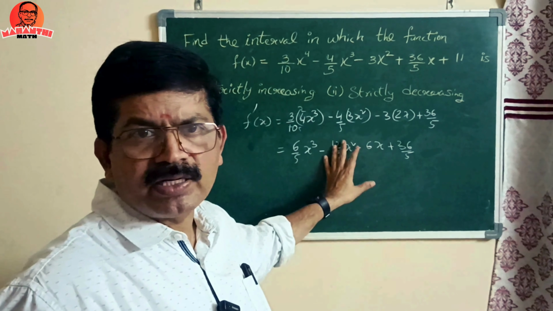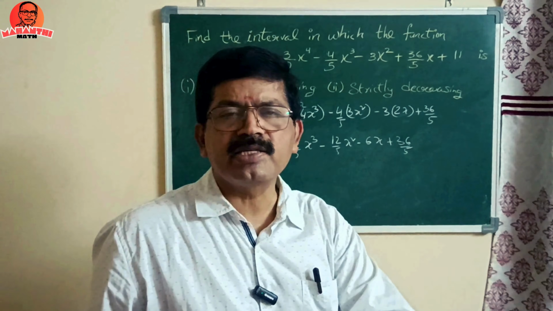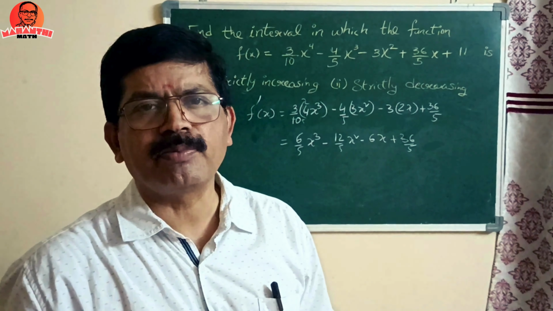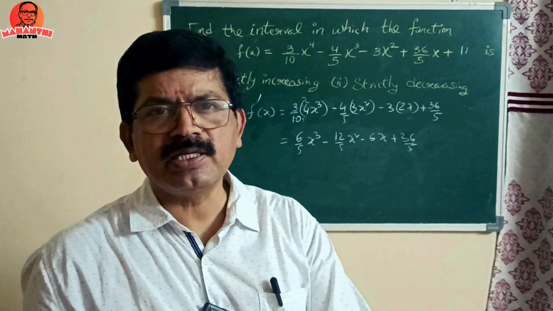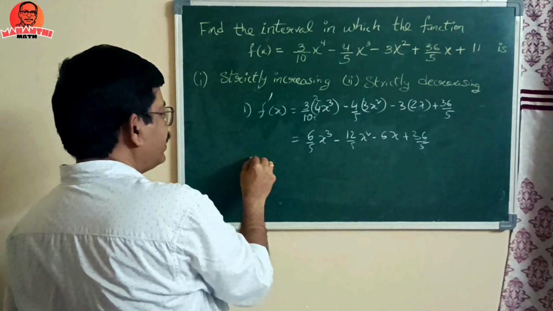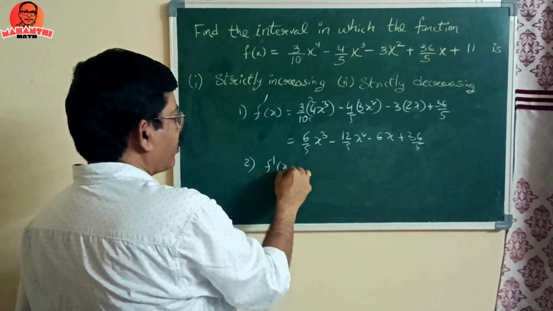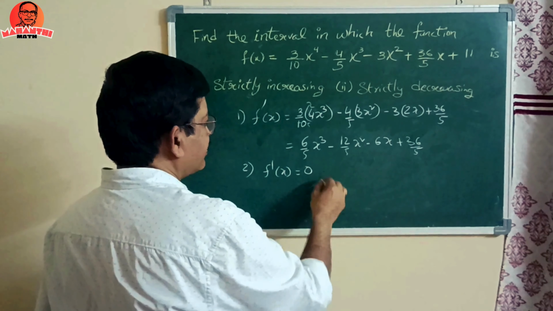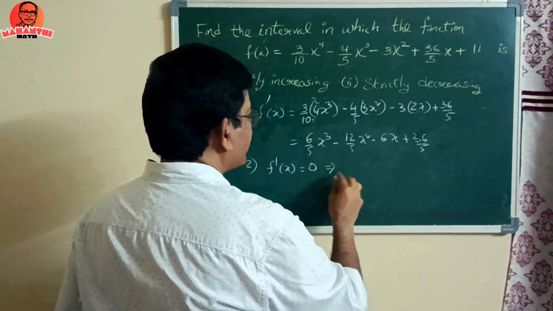First step is finding the derivative. Second step is finding stationary points. How will we get stationary points? We have to solve the equation f dash x equal to 0. So for finding stationary points, you take f dash x equal to 0. So this will be 0.